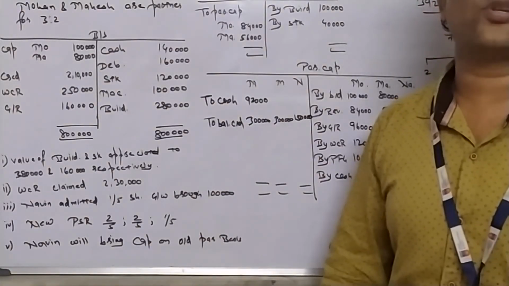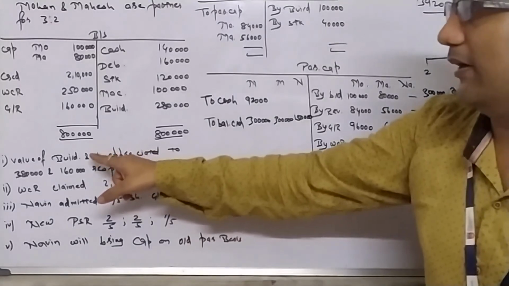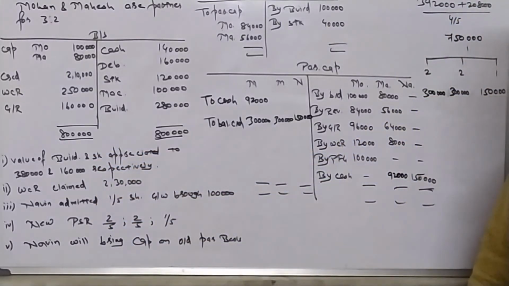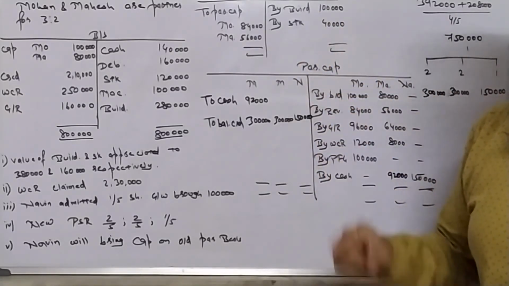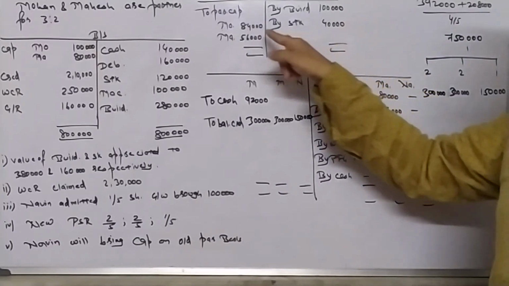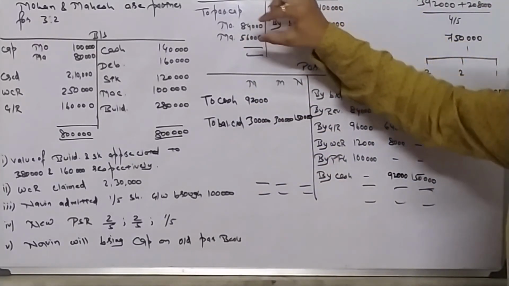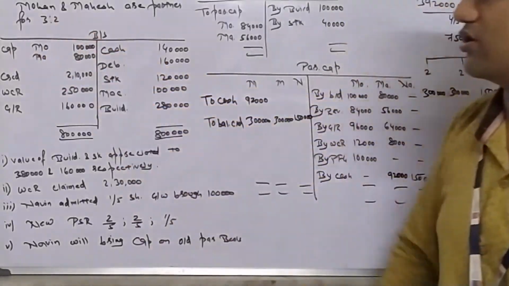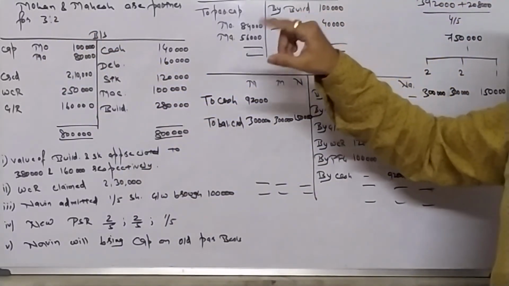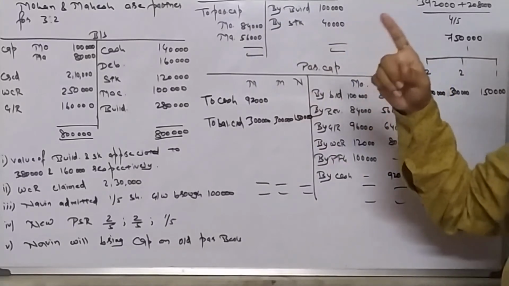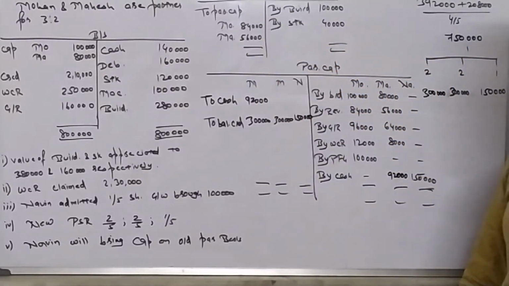Fourth, revaluation of assets and liabilities. Only building and stock have been said to be revalued. So building increased by 1 lakh, stock increased by 40,000. Building account debit, stock account debit to revaluation. And that will be divided between Mohan and Mahesh. 1,40,000 will be divided as profit in 3:2 ratio. That is 140 into 3 divided by 5, 140 into 2 divided by 5. Done.